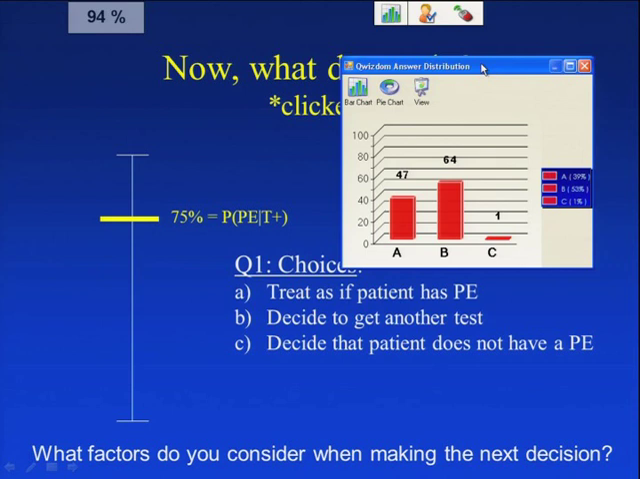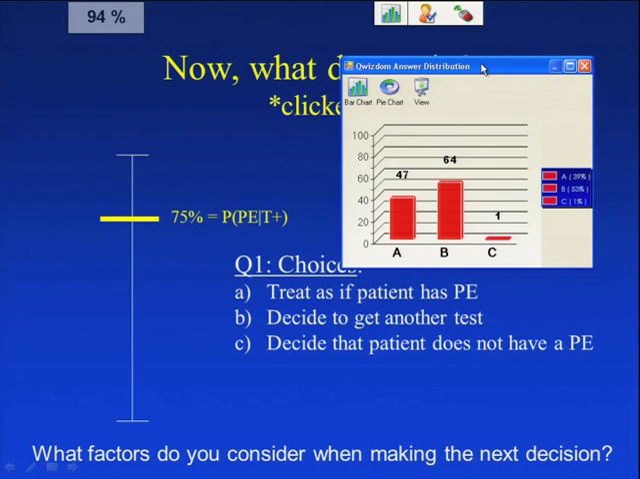I find it was serious enough to say, even if there's a chance that I'm wrong, I don't want to risk this person having further complications. Okay, so you built in the seriousness of the disease into your thought process. 75 was high enough. It's a serious enough disease. I don't want to miss it. Okay? Other considerations for choosing A? Additional testing might be harmful to the patient.